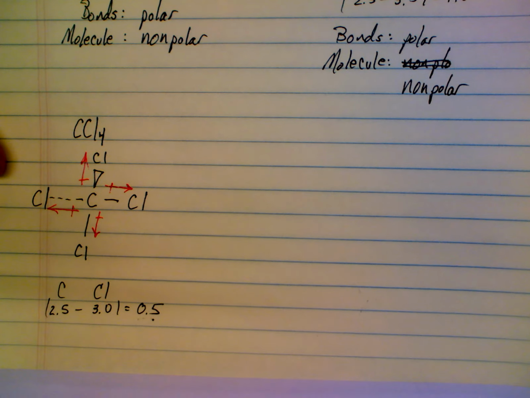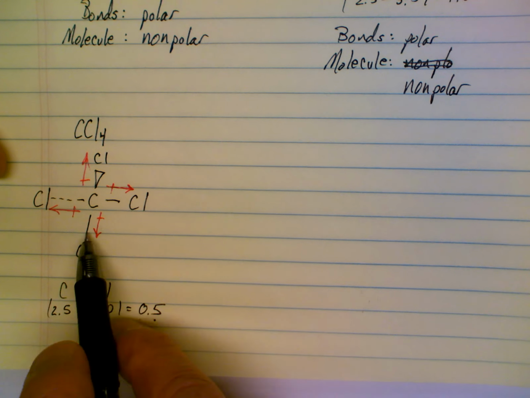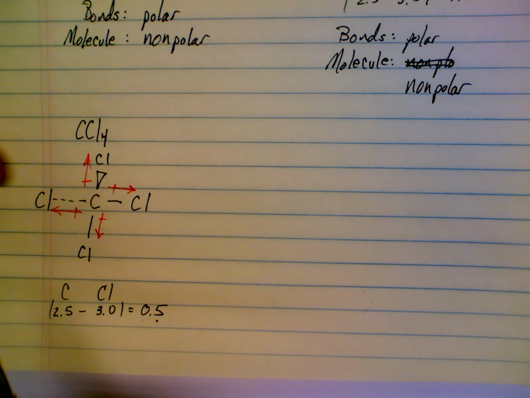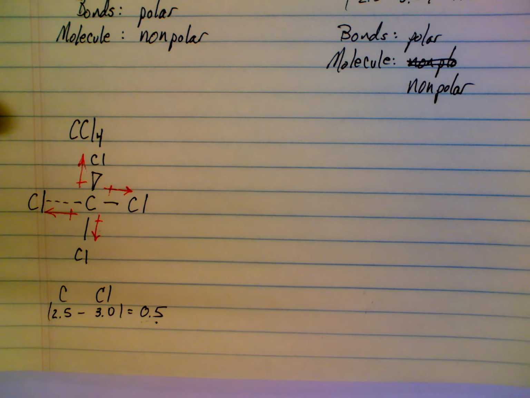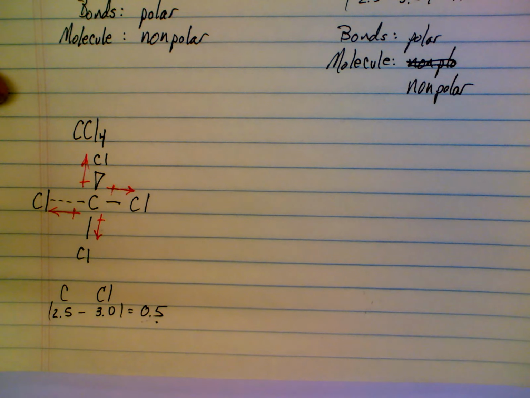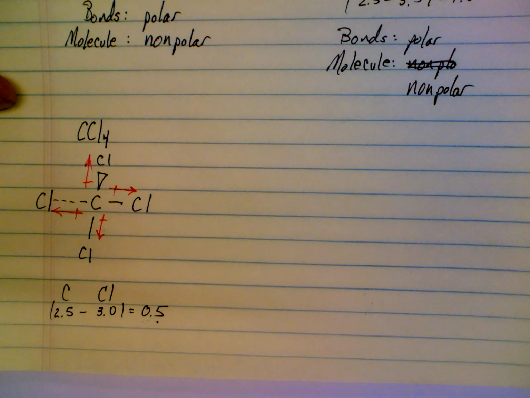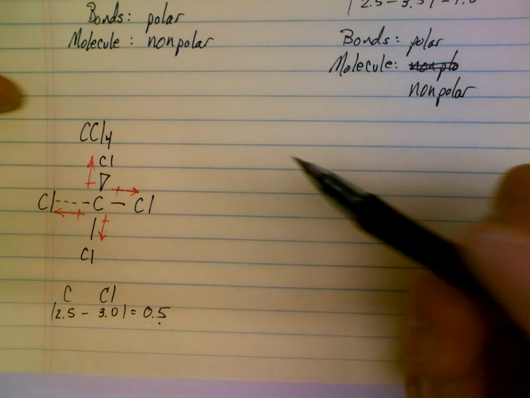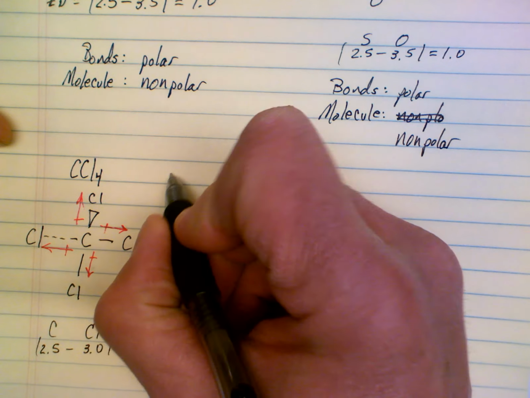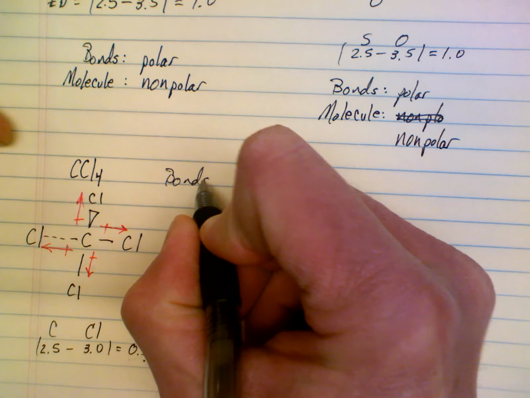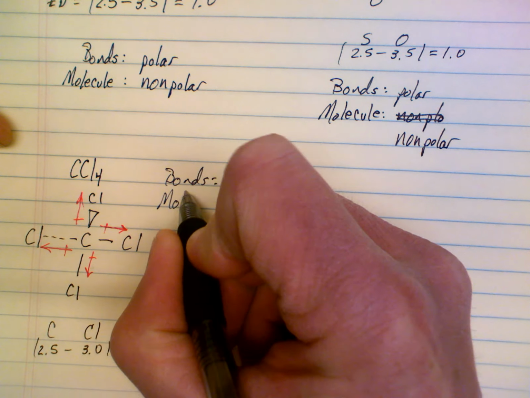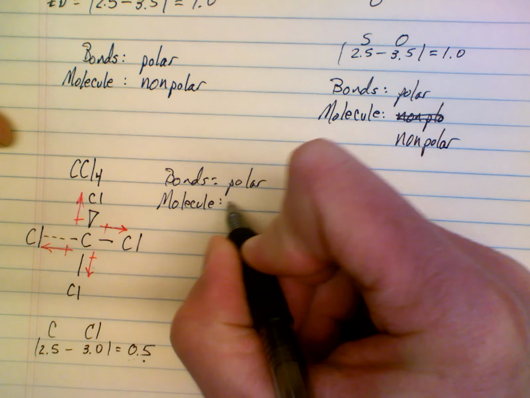So here we have our dipoles drawn in. And although it's kind of hard to visualize something like this because it's three-dimensional, this molecule would be nonpolar because each of these dipoles would be countering each other. So again, the bonds here are polar and our molecule is nonpolar.